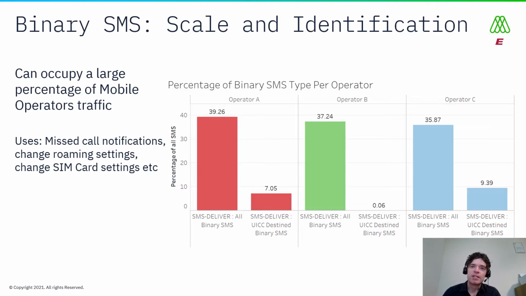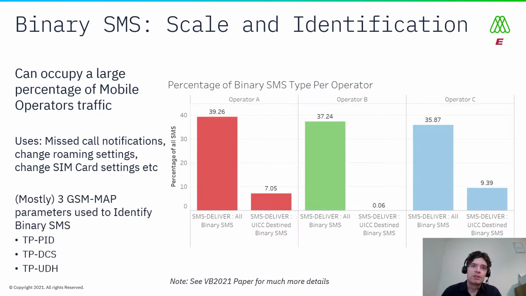A much smaller percentage of this traffic is then used for messages which are sent to the actual SIM card, or the UICC. This varies between operators. Sometimes it's relatively high, around 9%, and sometimes it's quite low. The overall usage of binary SMS is for many things. One of the most common is missed call notifications, but it can also be used for changing roaming settings. And these messages which are going to the SIM card can change the settings on the actual SIM card.